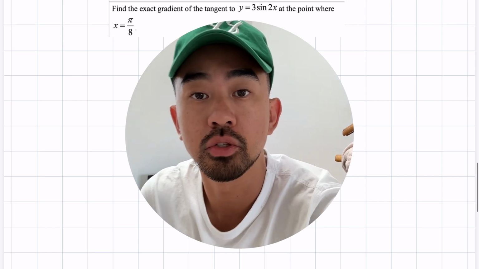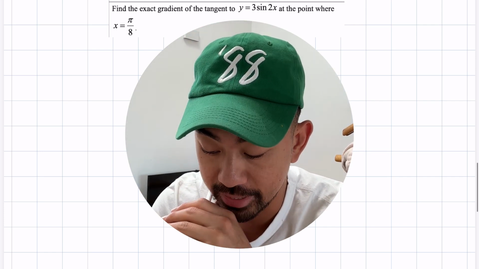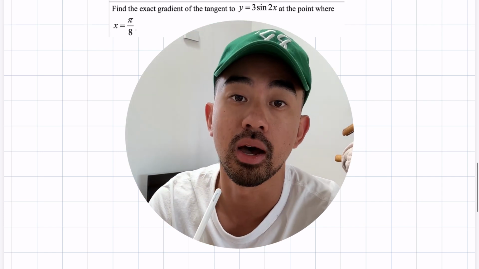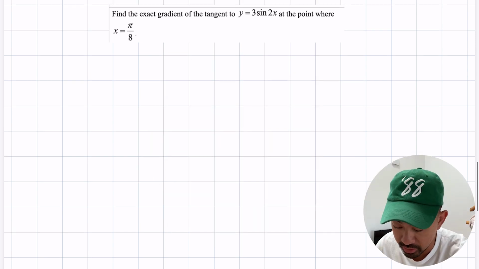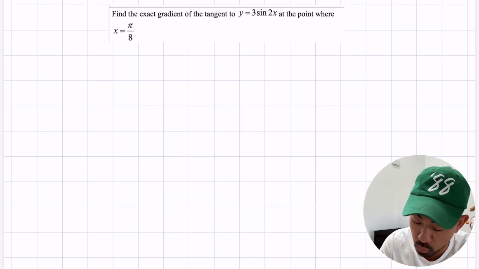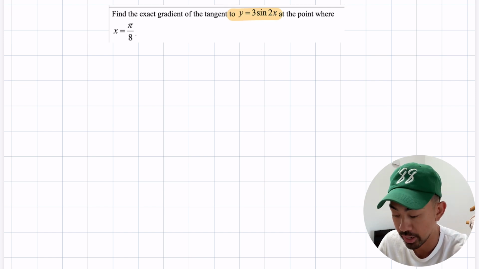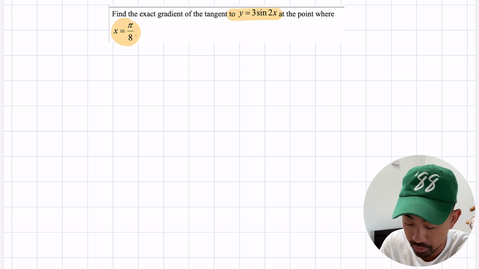All right, so in this video, we're going to do some questions on finding the gradient to the tangent of some sine and exponential functions. So let's get into it. All right, so the first one here says find the exact gradient of the tangent y is equal to 3 sine 2x at the point x is equal to pi on 8.